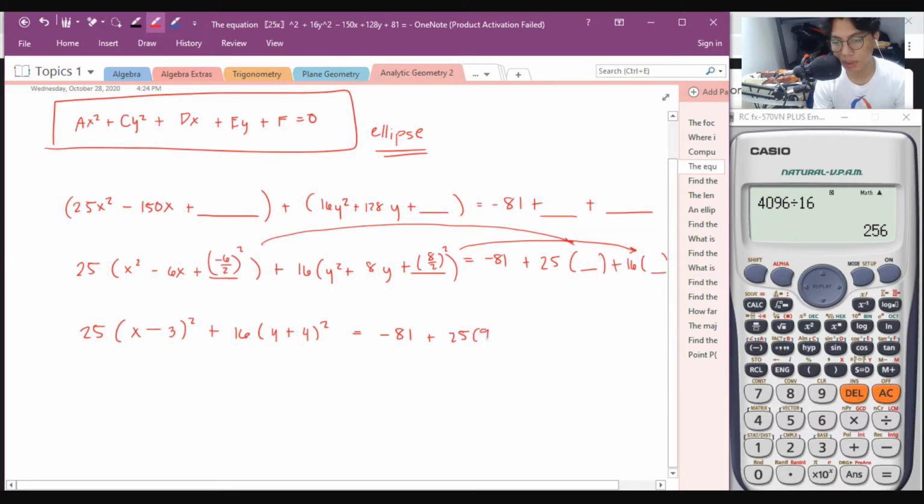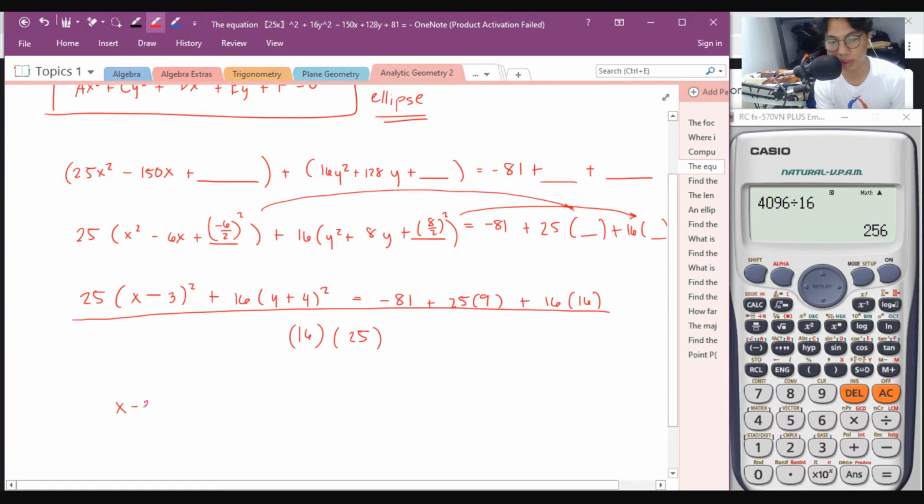25 times 9 plus 16 times 16. So, pwede natin to i-divide both sides by 16 and 25. Yan. 16, 25 para ma-simplify natin. So, ito, x minus 3 squared over 16 plus y plus 4 squared divided by 25. Now, what will be the value nito? Magsama-samahin natin.